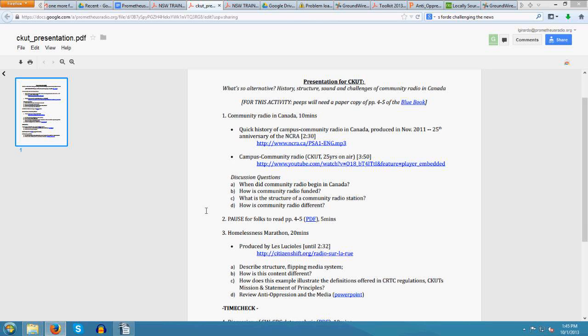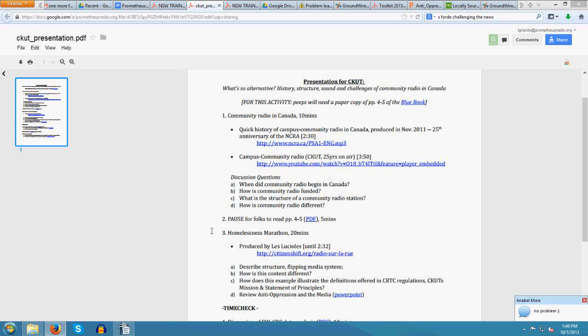So right from the start, volunteers coming into the station are recognizing that they're part of a bigger movement of community radio. It's not just this one isolated incident here at CKUT. We also take a listen to examples of community radio programming.